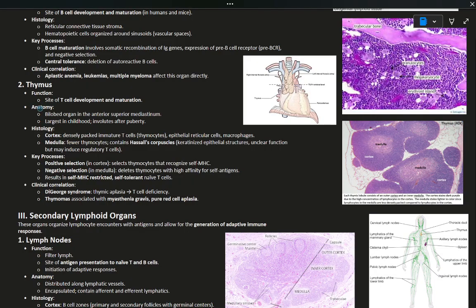Regarding the anatomy of the thymus, it is basically a bilobed organ located in the anterior superior mediastinum. It tends to be the largest during childhood, but involutes after puberty. The figure over here shows a general location of the thymus within the mediastinum. Notice how it is located anterior to where the trachea would be, along with the bronchi.